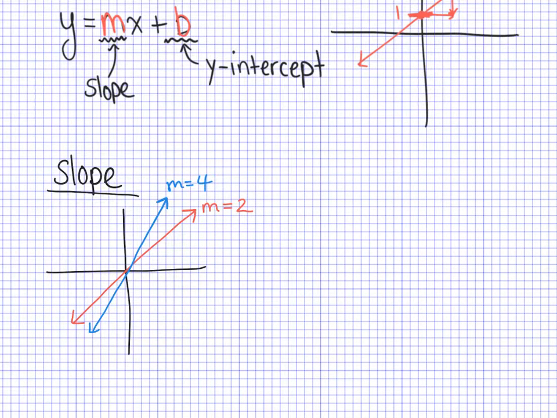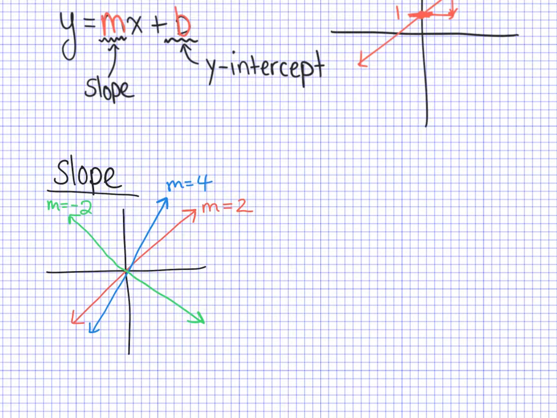And what does a negative slope look like? If a positive slope of 2 looks like that, then a negative slope of 2 would look like this. Slopes that are negative go down. If you read them from left to right, they're going down to the right.